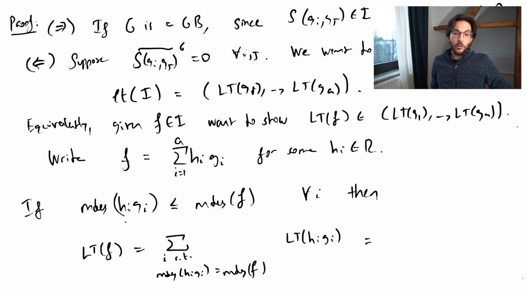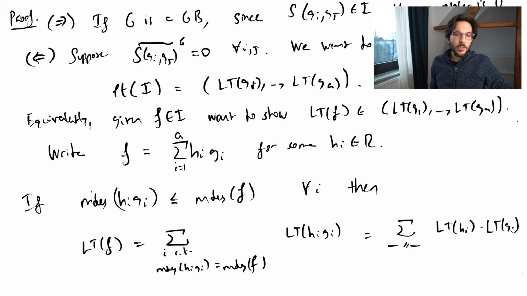you see, if the multidegrees are at most the multidegree of f, then the leading term of f must be representable by the leading terms of these hi gi's for the i's where the multidegree is exactly equal to the multidegree of f. And I can write this down. So summing over the same i's, I can just write this as the leading term of hi times the leading term of gi. So clearly then the leading term of f will belong to this ideal of leading terms generated by the gi's. And we would be done if we could show that for every f we can find such hi, gi, so that this condition here holds.